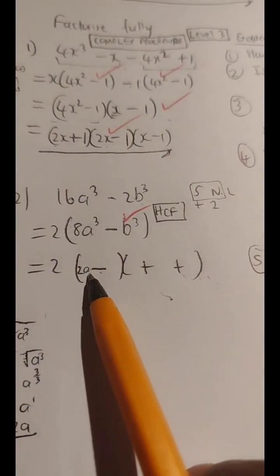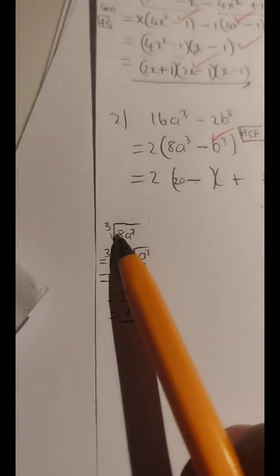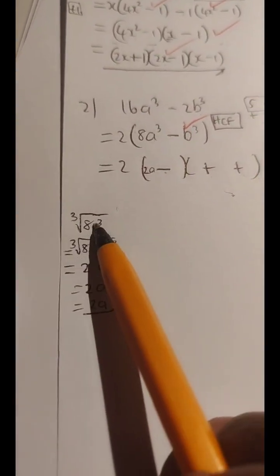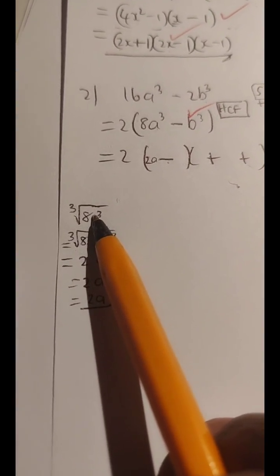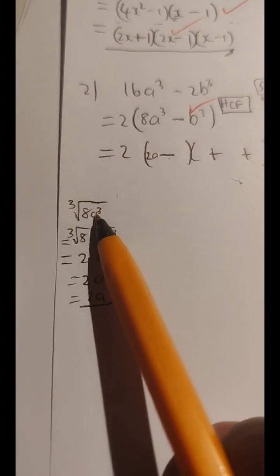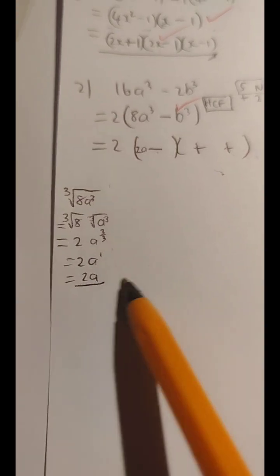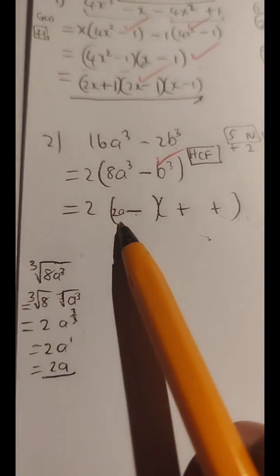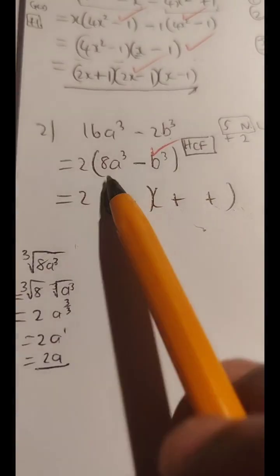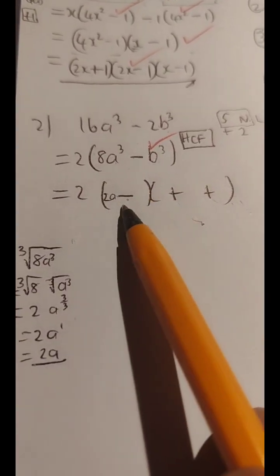So here, as the first term in each bracket, we are going to write 2a, because the cube root of the first term, the cube root of 8a cubed, is 2a. Okay, so there 2a occupies the first term in the binomial bracket.